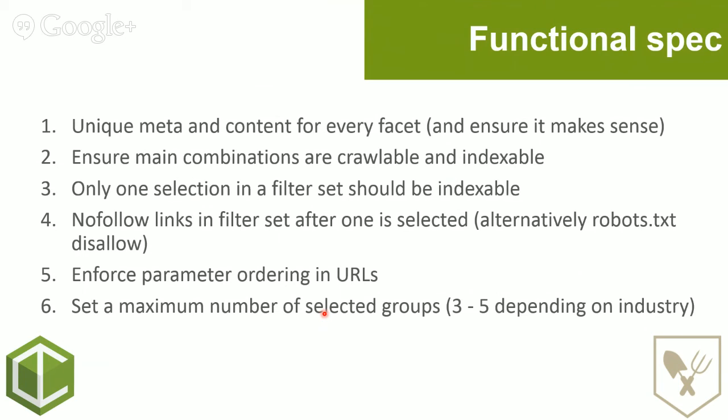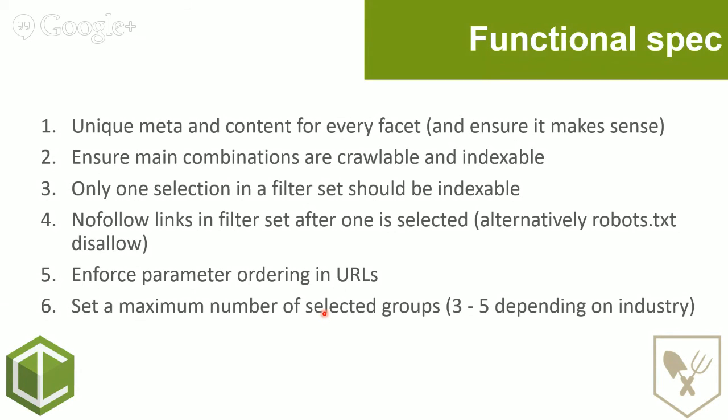So these are the 6 main points that I've just gone through. Have unique meta content and headings for every facet, and ensure that they make sense. Make sure the main combinations of facets that people search for are crawlable and indexable, but only make one selection from every set of filters indexable. Once one of them has been selected, nofollow all the rest in that set, so that search crawlers can't access the kind of pages which no one ever searches for.